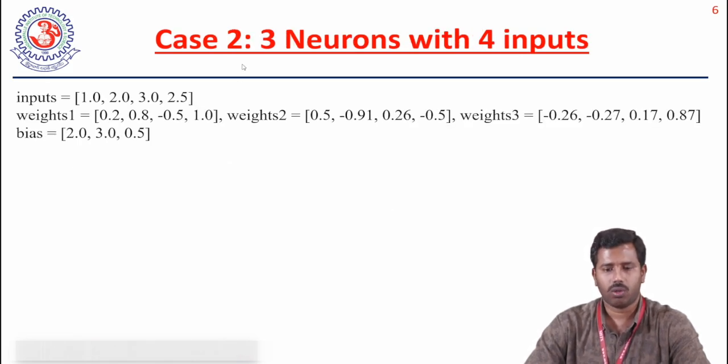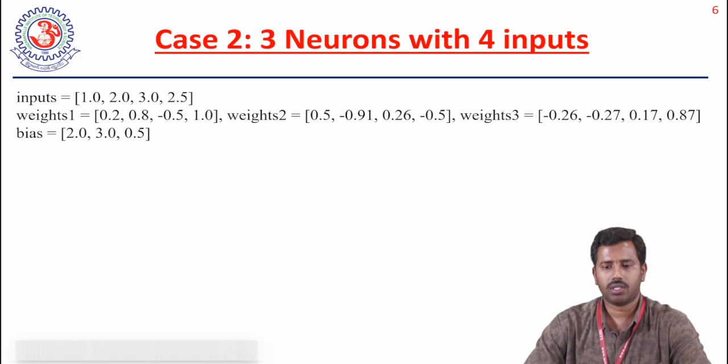Under case number 2, here I am trying to take 4 input values, nothing but the input vector, and 3 neurons. For the 3 neurons, I am going to take 3 separate weight vectors. First neuron takes weights 1, second neuron takes weights 2, third neuron takes weights 3, but for all these 3 neurons my input data is common. So let us see how the architecture will be framed, so that you can understand the tracing, how to construct this case to represent 3 neurons with 4 inputs.